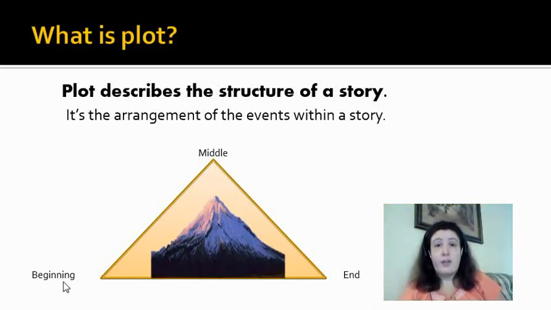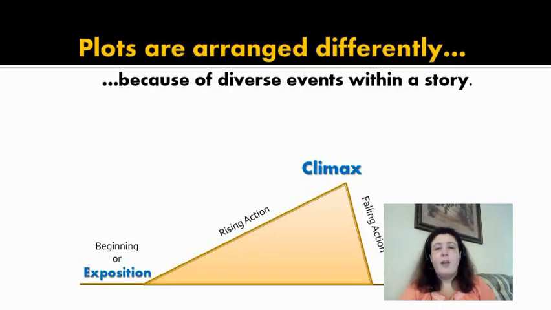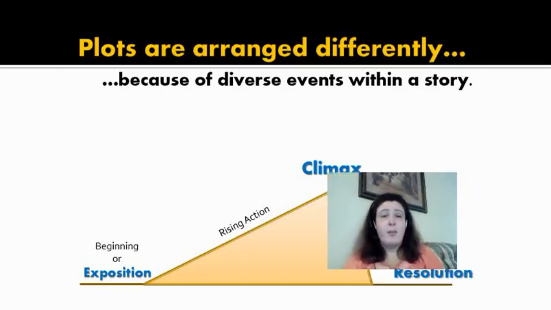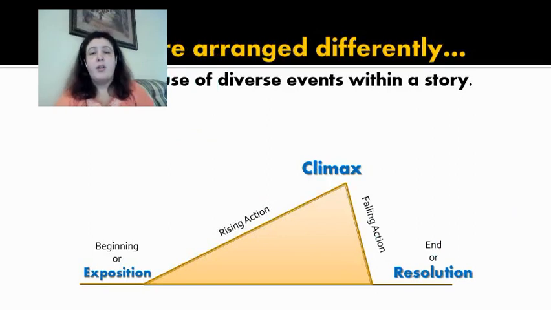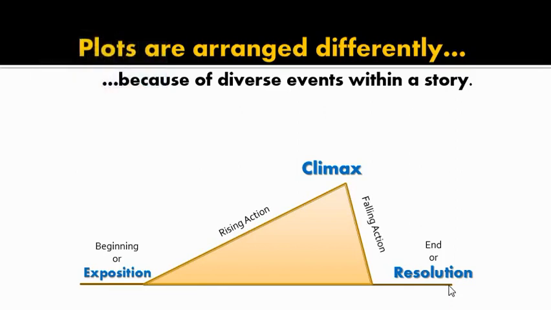Every good story will have three basic elements: a beginning, a middle, and an end. Okay, so maybe beginning, middle, and end is really easy to remember, and you're up for a challenge. Let's call the beginning the exposition. Let's call the middle of the story the climax. And then we'll call the end of the story the resolution. So we're just going to replace those words beginning, middle, and end with exposition, climax, and resolution.